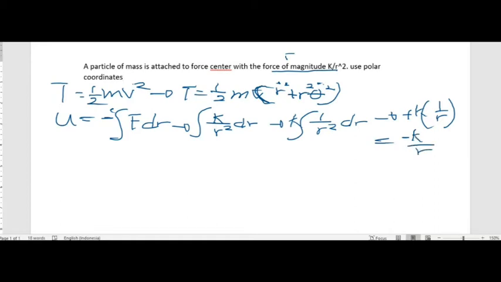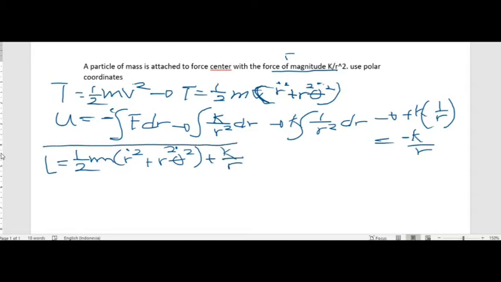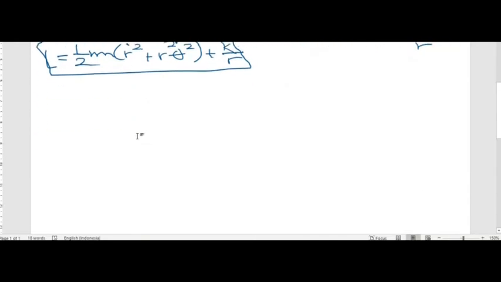Now, let's get the Lagrangian equation of the particle. So L is equal to 1/2 m (r dot squared plus r squared theta dot squared) plus k over r. Now that we have this, we already have our Lagrangian. Okay, let's move on to our next step. So we know the Hamiltonian expression of the particle is this. This is the equation we're gonna use for the Hamiltonian.